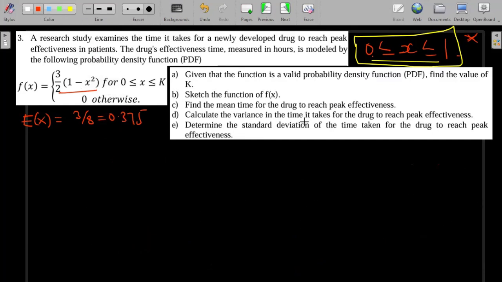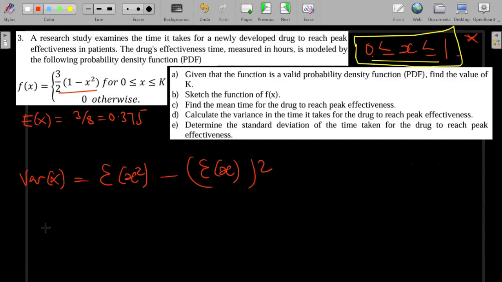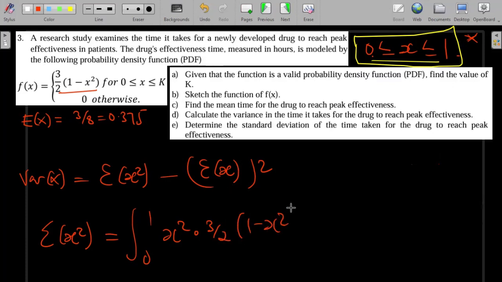Okay, and then let's look at D. They're saying calculate the variance in the time it takes for the drug to reach its peak effectiveness. So we know that the variance of x is equal to the expected value of x squared minus the expected value of x, squared. So let's find the expected value of x squared. This will be the integral from 0 to 1 of x squared multiplied by 3 over 2, and then (1 minus x) squared dx.